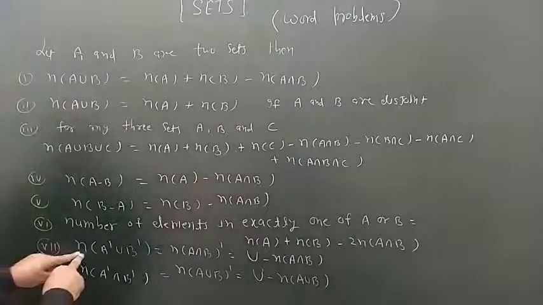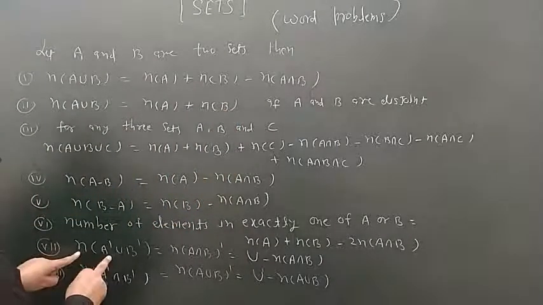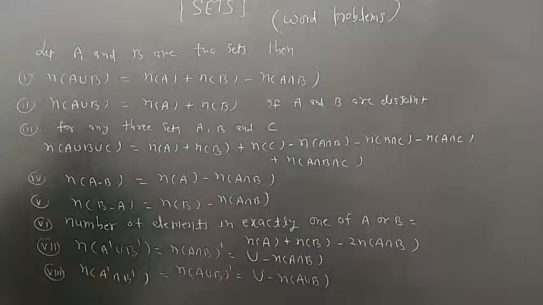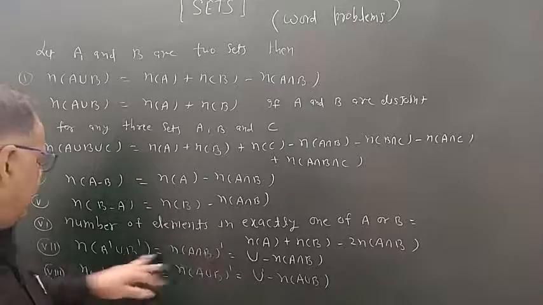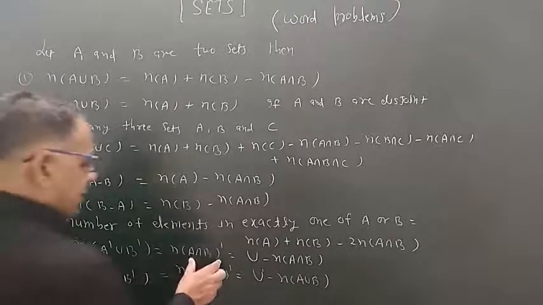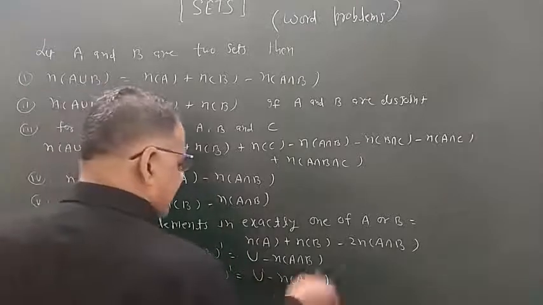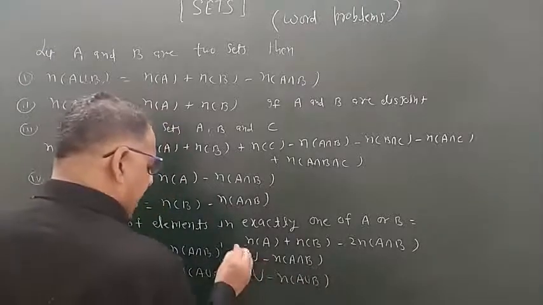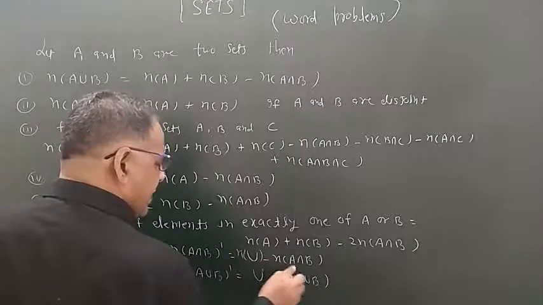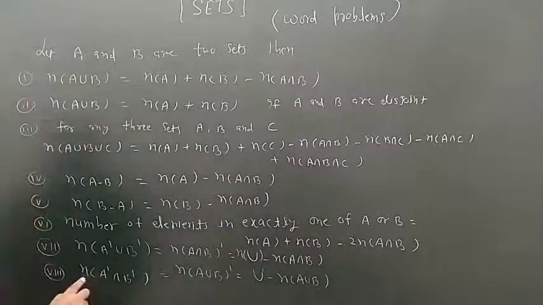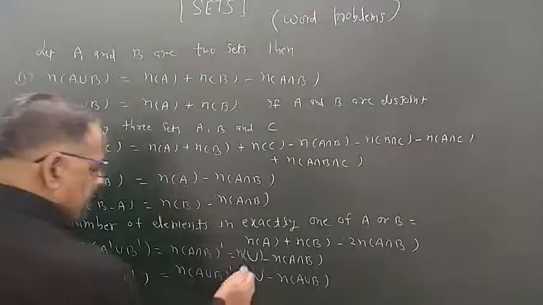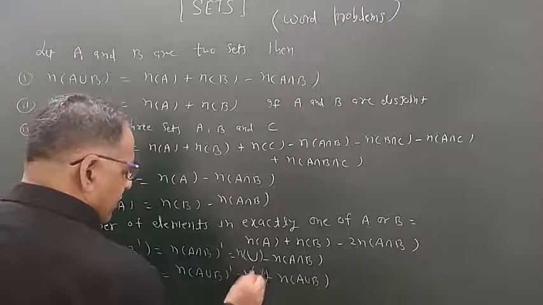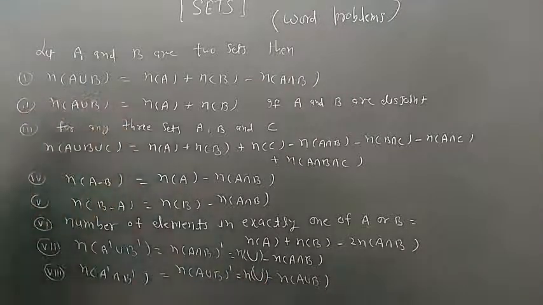Next, the number of elements in either A complement or B complement. That means the number of elements in the complement of A intersection B by De Morgan's law, and this can be written as n(U) minus n(A intersection B). Similarly, n(A dash intersection B dash) equals n(A union B) dash, that means n(U) minus n(A union B).